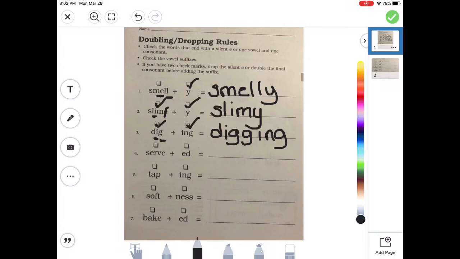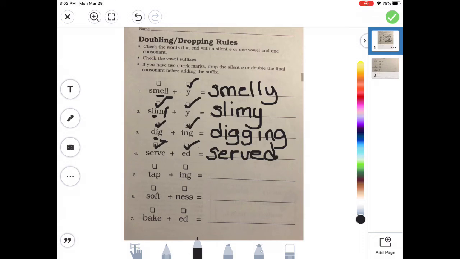Very good. How about serve? Serve. Now listen though, serve. Do you hear that E at the end? No, it's a sneaky E, so I'm going to check that box. Then I'm adding ED, which is a vowel suffix, so I'm going to check that box. So that means I'm not going to write serve and put ED on it and do double E. I'm just going to add a D, okay, because I dropped one of the E's.